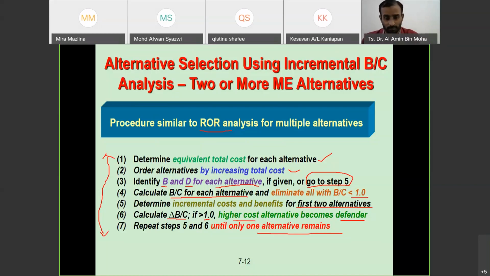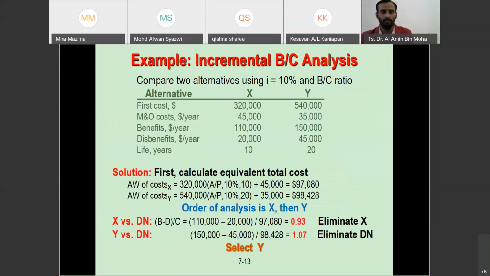We're going to see the example. So, incremental BC analysis. This is the question.